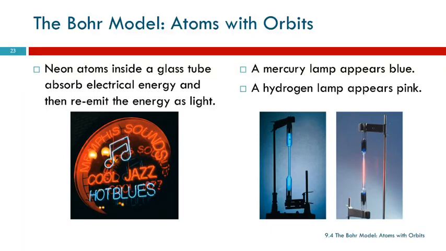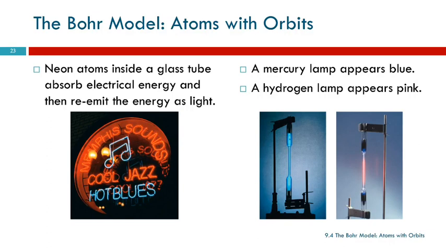Okay, so now we're going to talk about the Bohr model. This is a picture of a neon light. And neon lights actually contain neon. The orange here is a glass tube containing neon. And you put electricity through the neon, and it will give off this very distinctive orange color. It absorbs electrical energy and re-emits that energy as light.